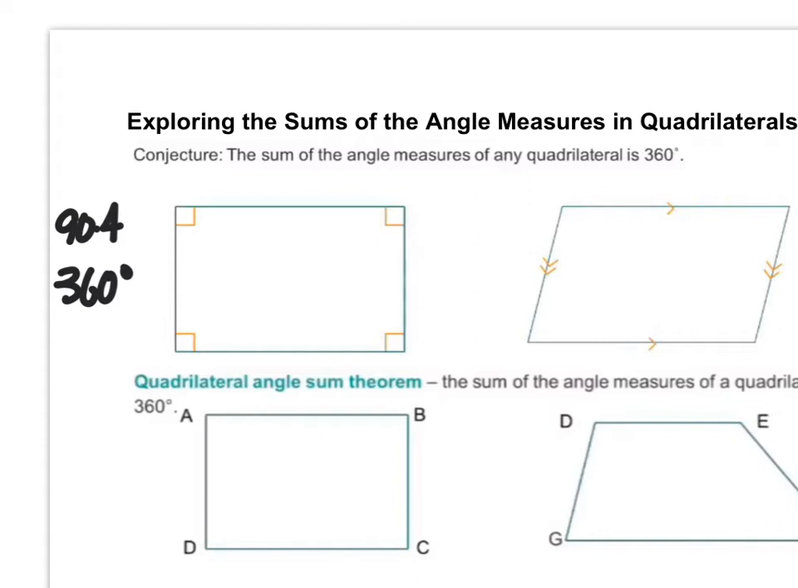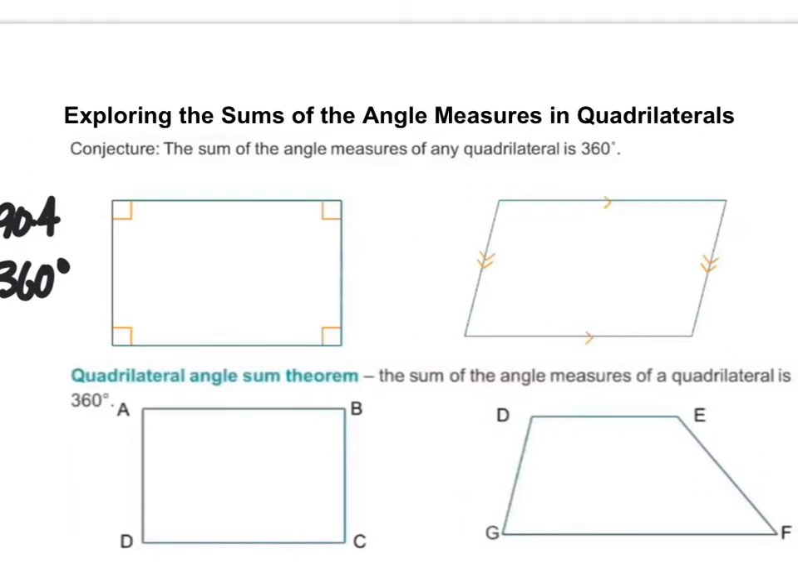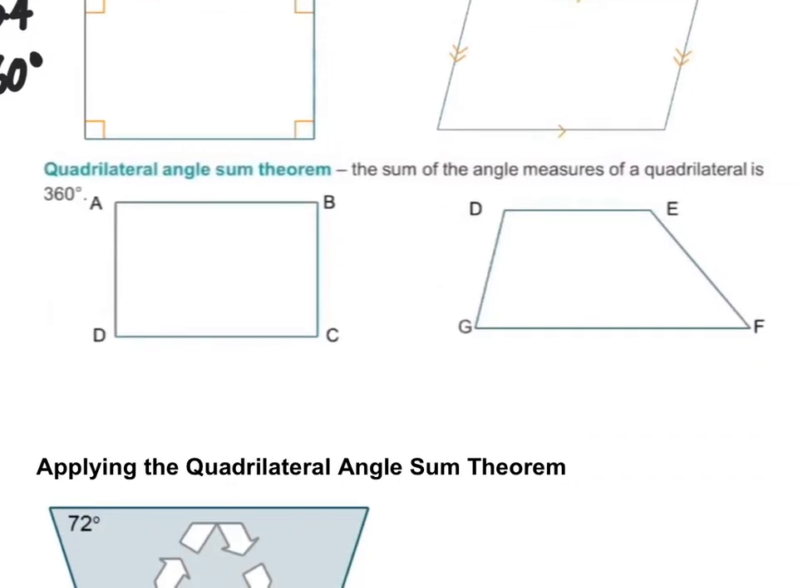That's what happens in a rectangle. Now the cool thing is that we can also extend that to any quadrilateral. If I take any 4 angles in a quadrilateral, the angles will add up to 360 degrees. And so we have that here: the Quadrilateral Angle Sum Theorem. The sum of angle measures in a quadrilateral is 360 degrees. So if I take angle A plus angle B plus angle C plus angle D, all those add up to 360 degrees.